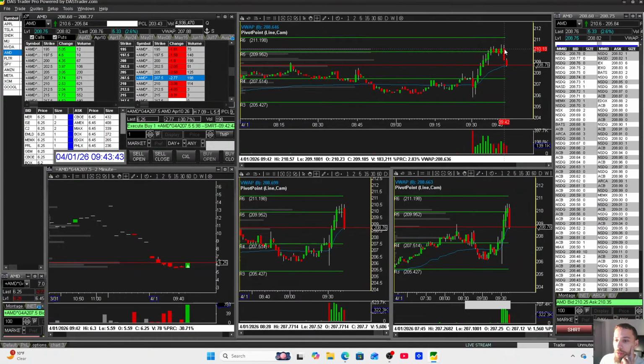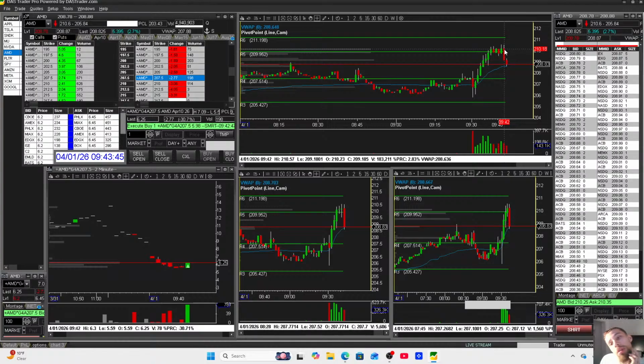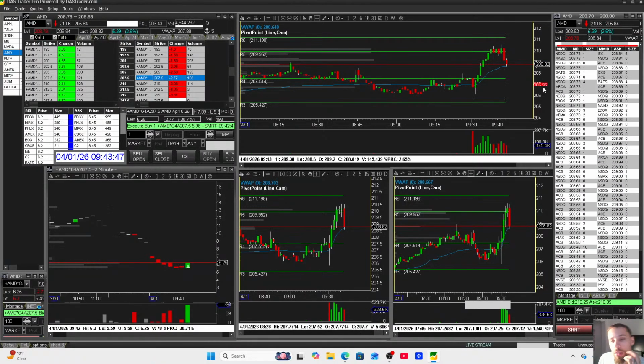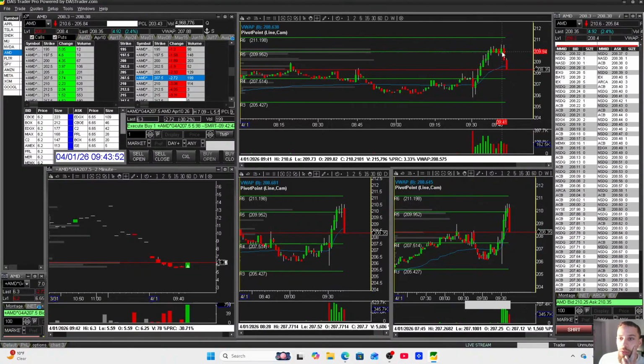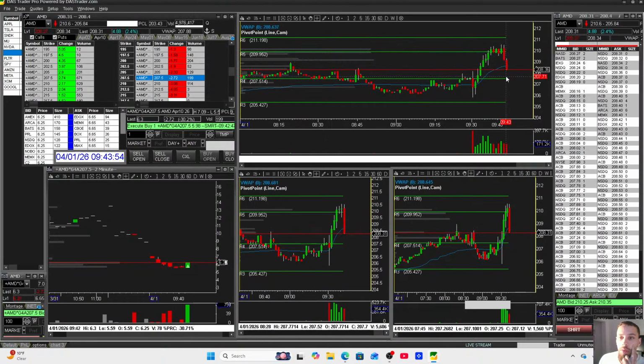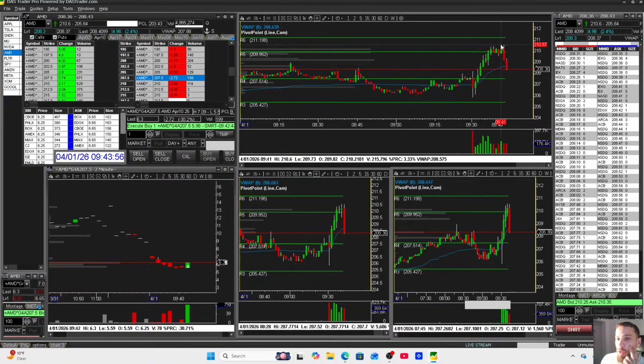Got in way later than I would have liked, but the price action seemed good. I was really struggling to get up over this R5 level, so it's moving in my favor nicely, very quickly too.